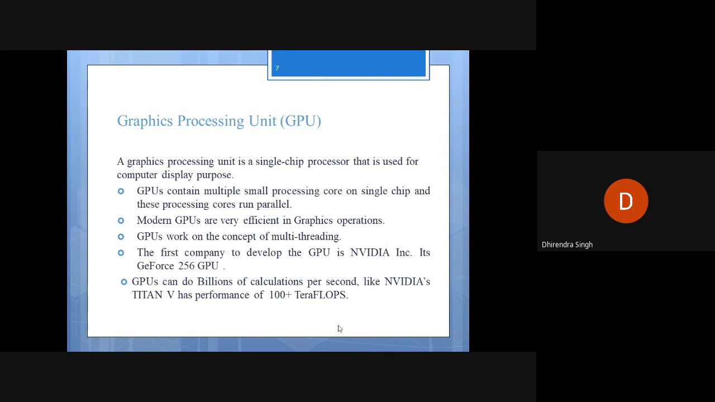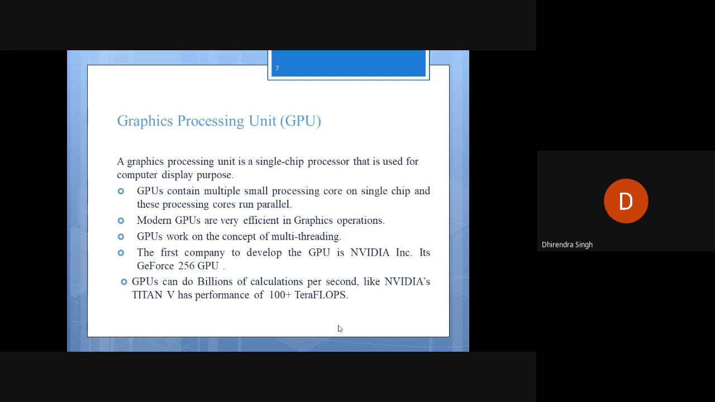And the GPUs work on the concept of multi-threading. We'll talk about multi-threading in detail later. We write a function, and that function is executed by different logical threads, and these threads execute on different processing units. In this way, all of them execute in parallel.